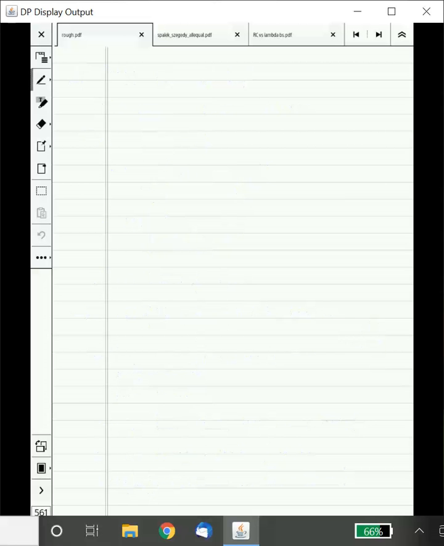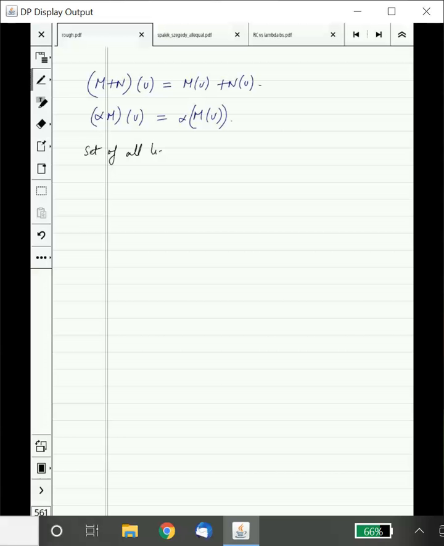We can also define addition on linear operators. We can say that if we have two linear operators M and N, then M plus N of u is M of u plus N of u. Simple addition of two operators. Also, I can define scalar multiplication of linear operators. So alpha M of u is alpha times M of u. This actually shows that the set of all linear operators in itself is a vector space.